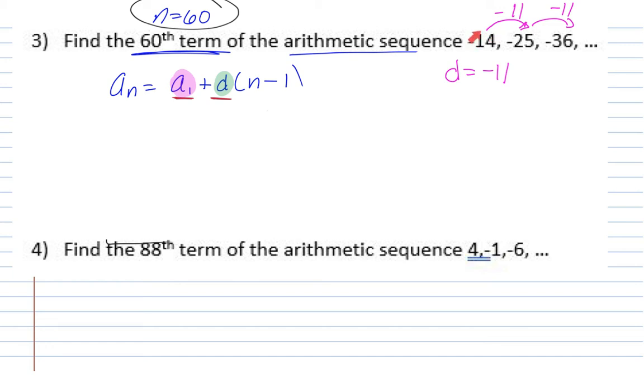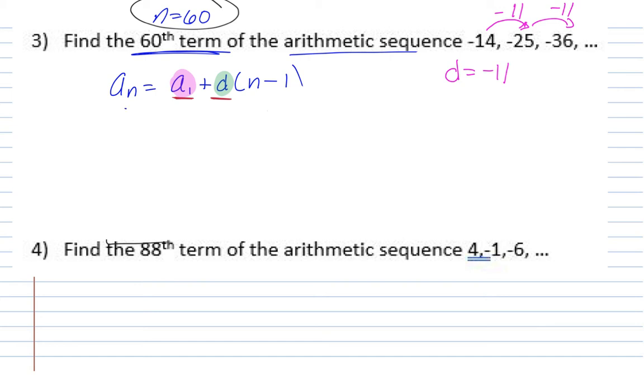And we know that from -14 to get to -25, you're going to subtract 11. So -14 minus 11 is -25. -25 minus 11 is -36. So that is our common difference. Okay, and all we're going to do is substitute in our values for all of these things.